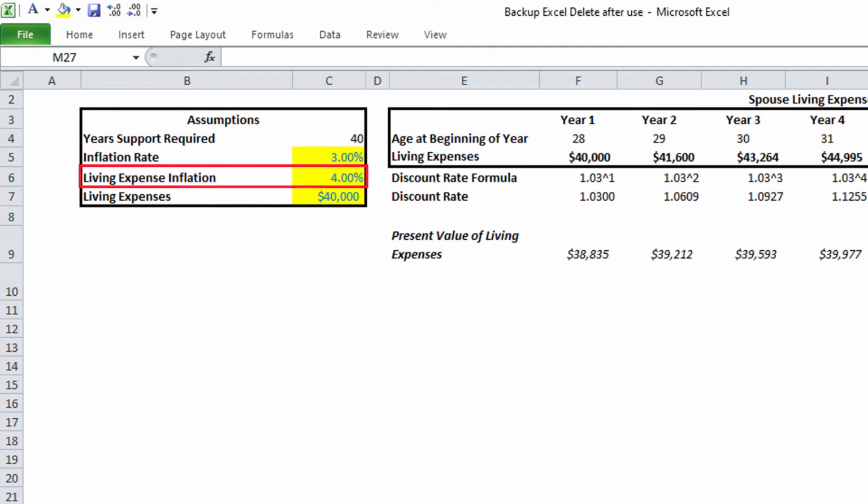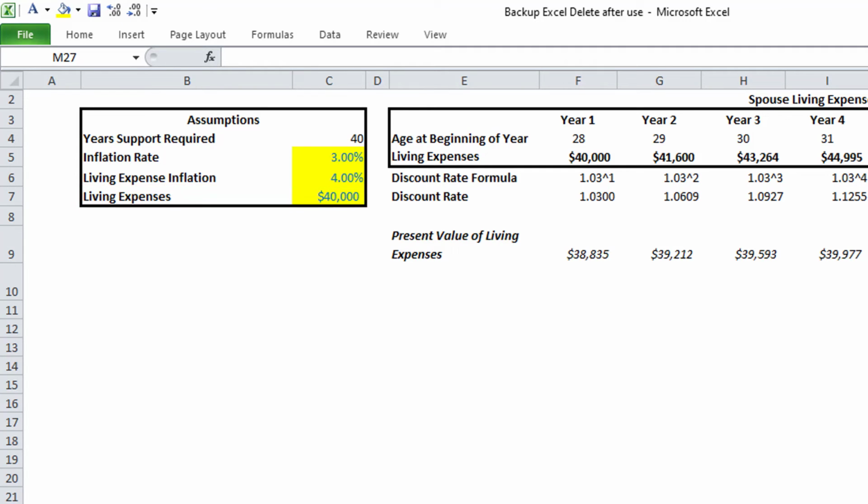And the reason the living expense inflation is slightly higher than the general inflation is because it includes health insurance cost. As health insurance costs rise at a significantly higher pace than general inflation, and as these costs tend to make up a larger portion of living expenses, particularly as we age, we assume the living expenses increase at a rate slightly higher than general inflation. So lastly, we have the current living expenses of $40,000.